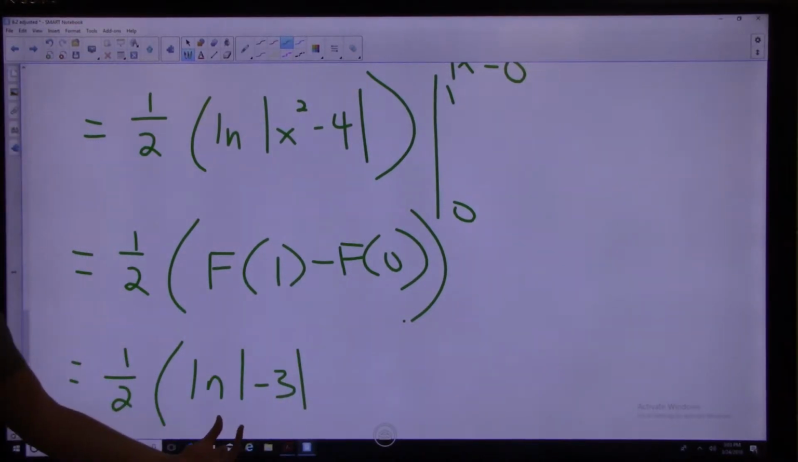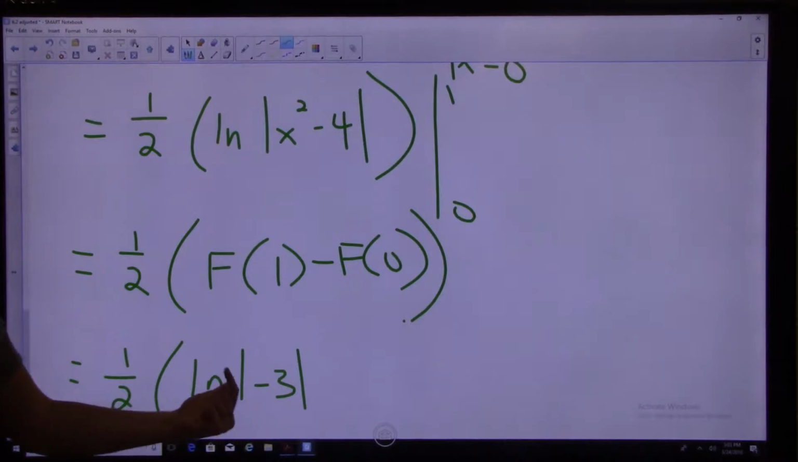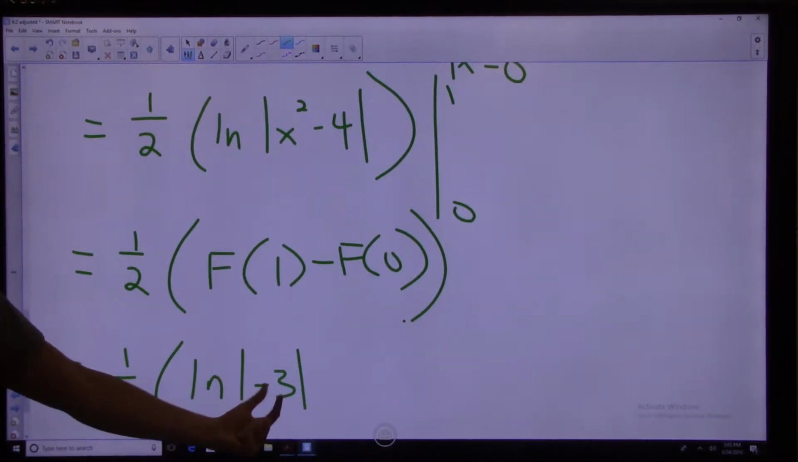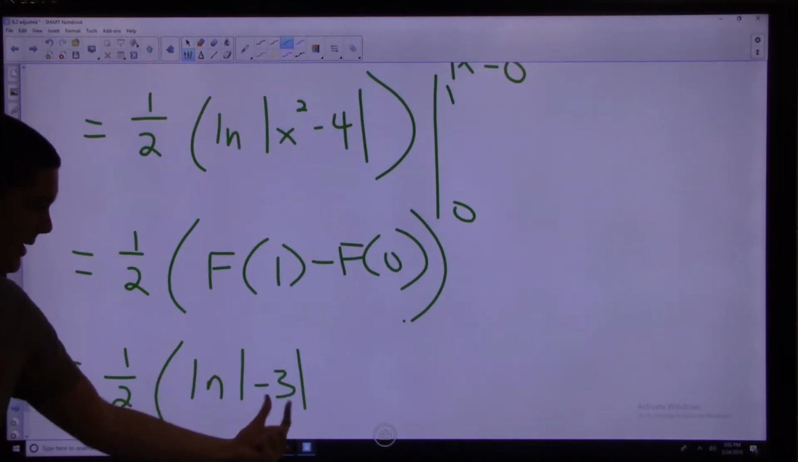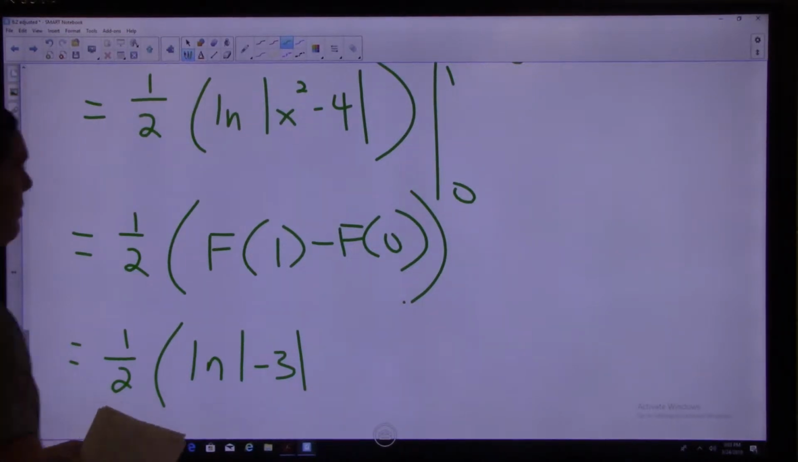If we just had ln of -3, I don't know if you guys remember this, but a logarithm of a negative number is undefined. We can't do that. So that's why we have absolute value. It's going to end up being a positive 3.